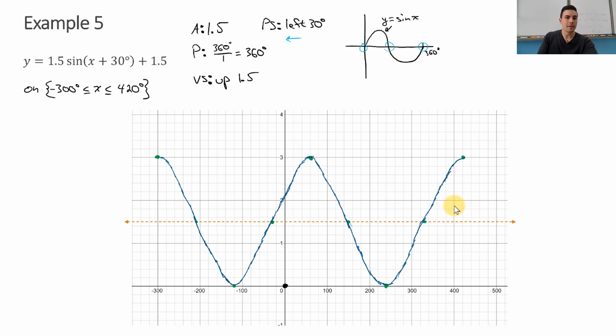So keep in mind, guys, my vertical shifts and my amplitude changes are affecting my range. Just keep that in mind if you're ever asked to define, say, domain and range for any of these. What affects range the most for these sine and cosine functions is going to be my amplitude as well as my vertical shifts. All right, so that's it for this video, guys. I know it's kind of a longer one, but good luck with your practice.